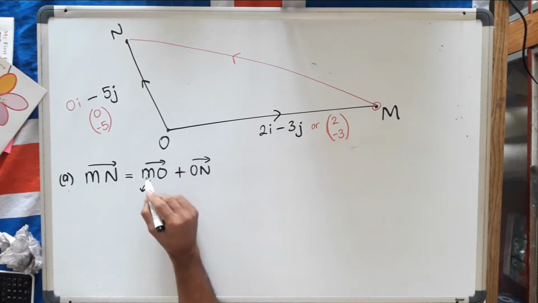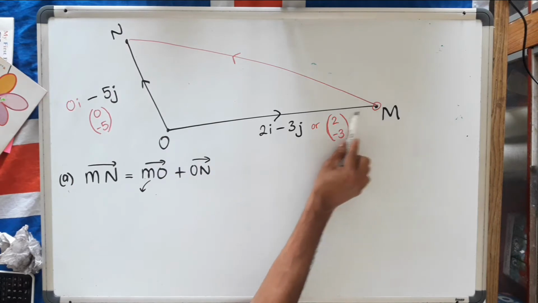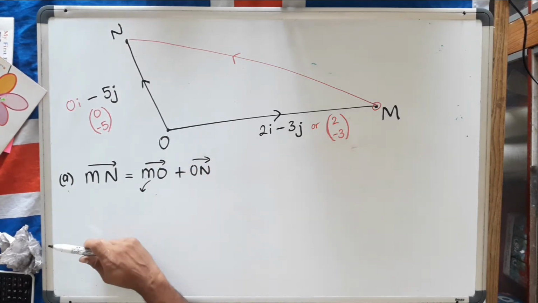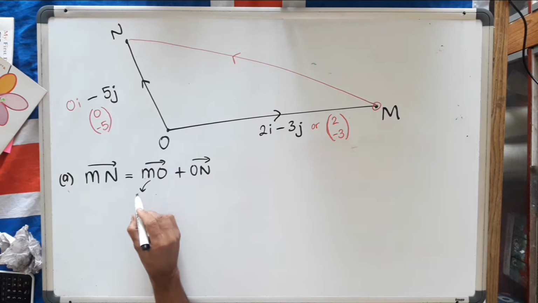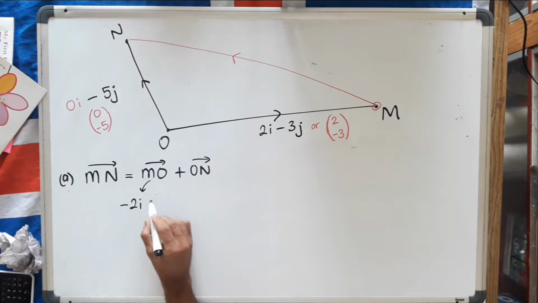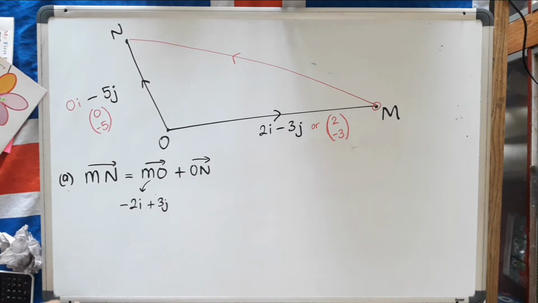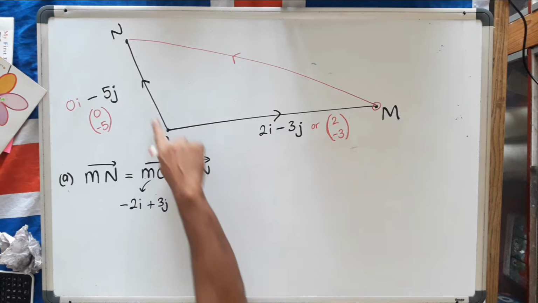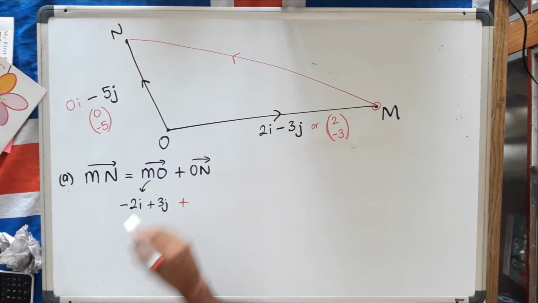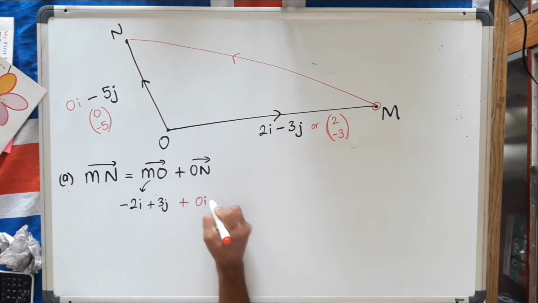All right, MO. Am I going with the arrow or against the arrow? I'm going against the arrow, so it will be minus 2i plus 3j. See, I made the signs the opposite. And ON, I am going with the arrow, so it's 0i minus 5j.